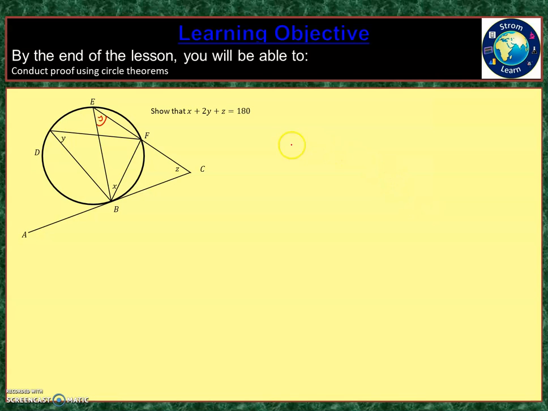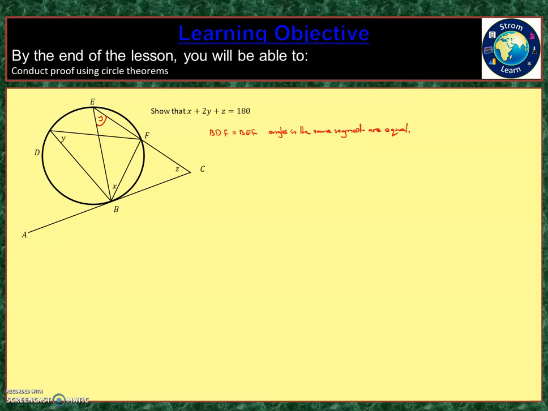So I'm going to write down BDF equals BEF. Now usually you have to give reasoning for your answer as well, and that's in word form. So BDF equals BEF, and I'm going to write angles in the same segment are equal. So there we go.